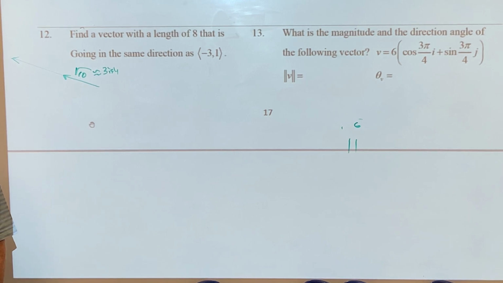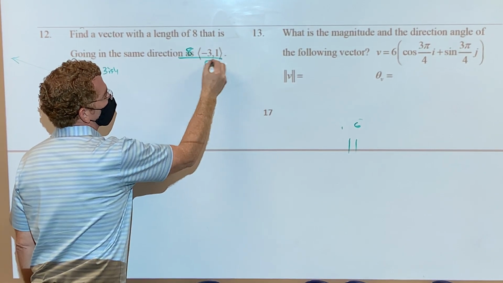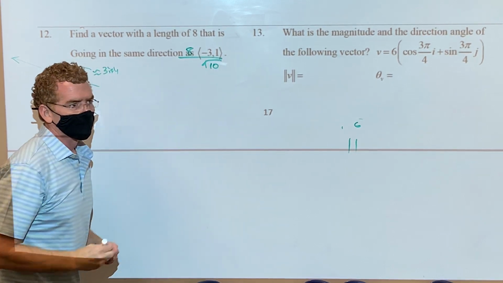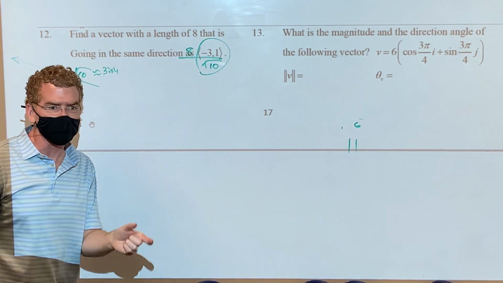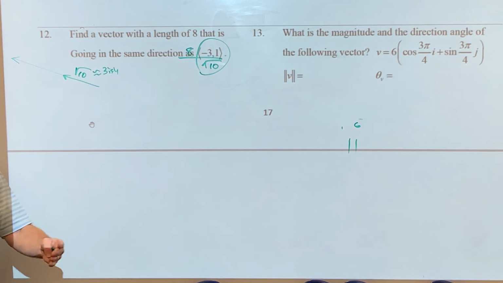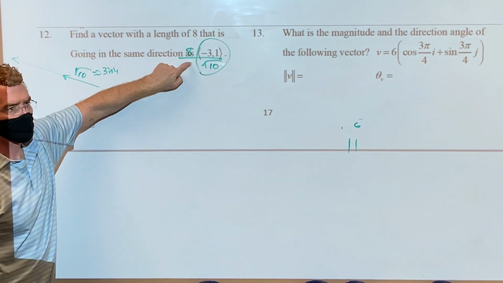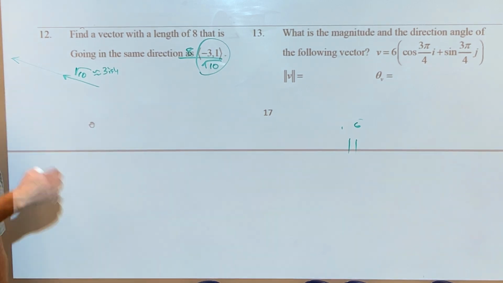Did y'all hear that? Yes or no? Multiply each term by 8 over root 10. Do you see why that works? What am I essentially doing if I multiply that whole thing by 8 over root 10? I'm turning it into a unit vector, which is a length of 1, and then I'm multiplying it by 8 to make it 8. That's what that's doing. Are y'all seeing that? So once you get it down to 1, you can always move around and make it any size you want.